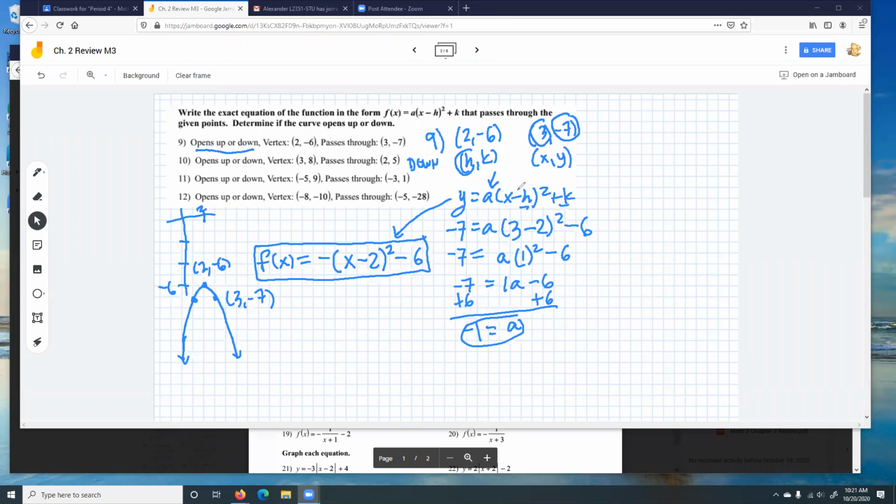The next problem I'm going to do with you, I wanted to look at 12. I'm going to skip it. 12 is the same, it's just negatives. The reason I was going to do number 12 is that I just wanted to have a negative h and k. So here's my h, here's my k.